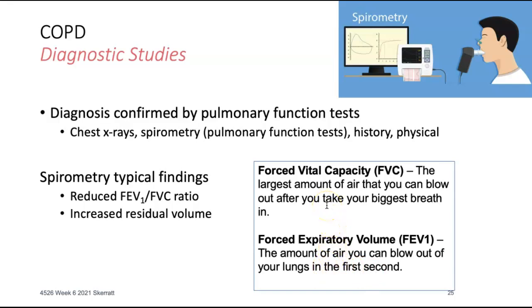And forced vital capacity is the largest amount of air that you can blow out after you take your biggest breath in. So it's all about that expiration.